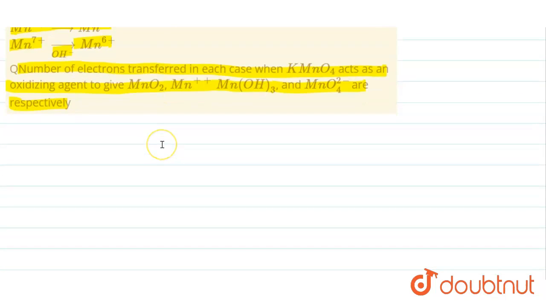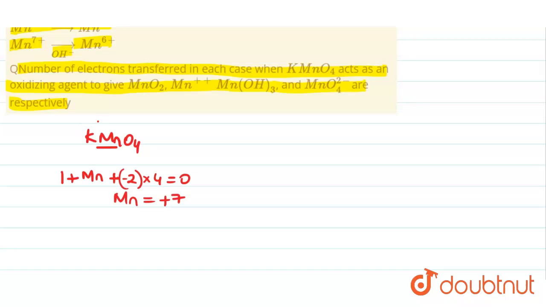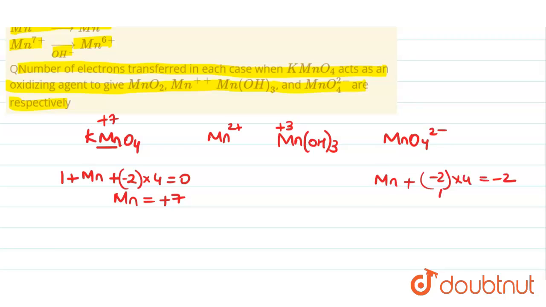So first we have KMnO4. Here the oxidation state of Mn in KMnO4: 1 plus Mn plus (-2) into 4 is equal to 0, so Mn is equal to +7 in this case. Again, after that we have Mn2+. Then we have Mn(OH)3, so over here it will be +3, and over here it is MnO4 2-. So this will be Mn plus (-2) into 4 is equal to -2, Mn is equal to +6.